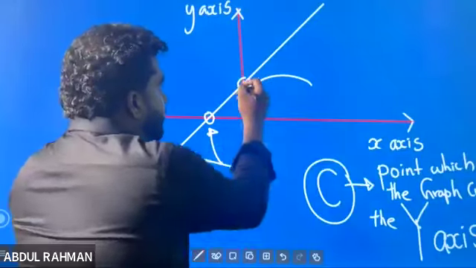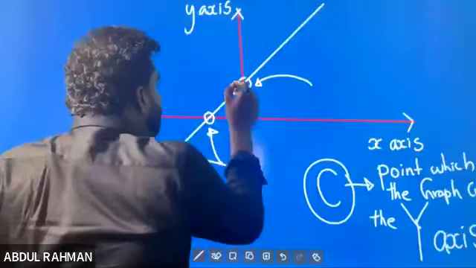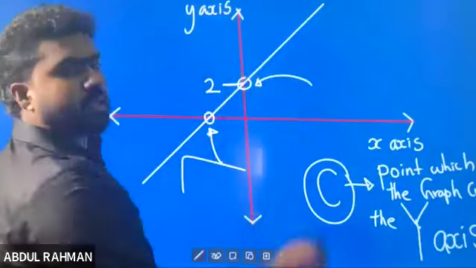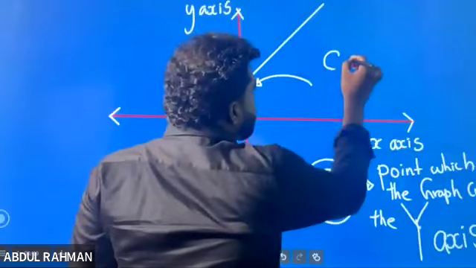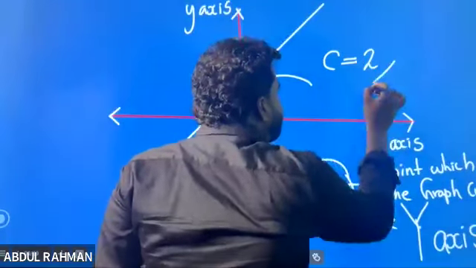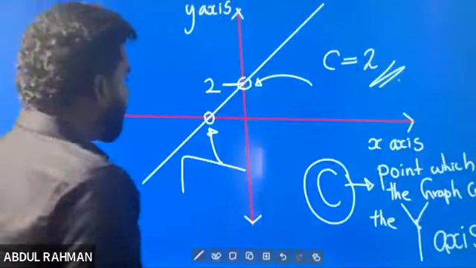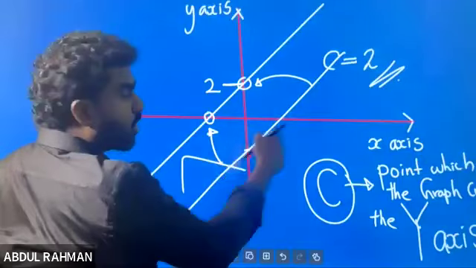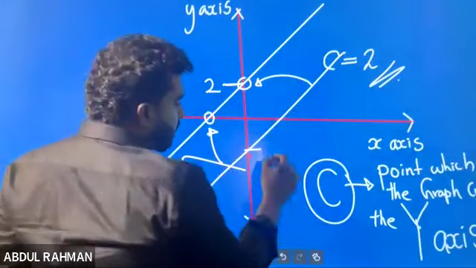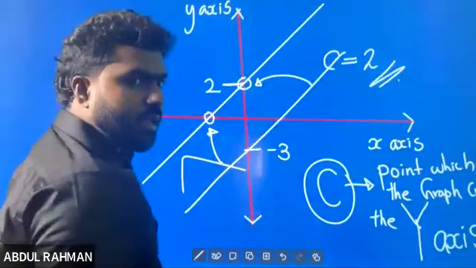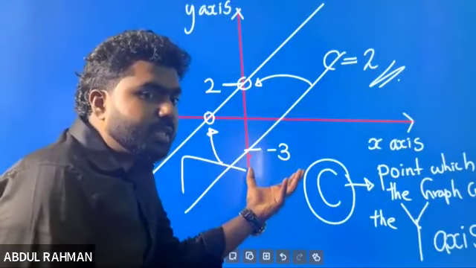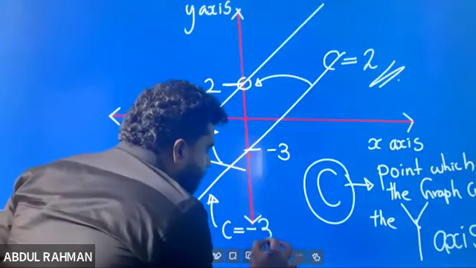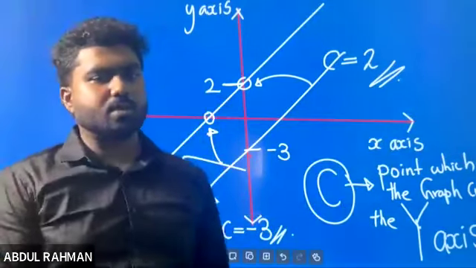What is the point here? Let's make my point here. Now let's say this value where the graph is cutting is 2. That means the intercept of the graph is going to be 2. I'm drawing another graph. This point where it cuts the y-axis, not the x-axis, it's the y-axis, is -3. Can I know what the intercept of this graph is? The intercept of this graph is going to be c is equal to -3.